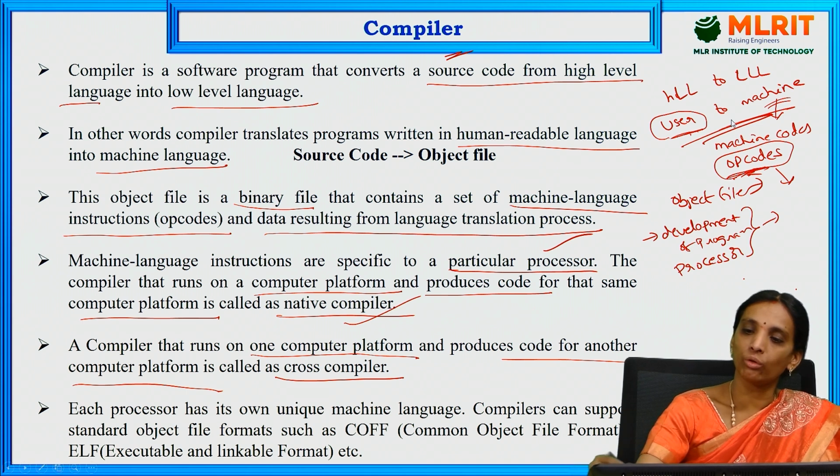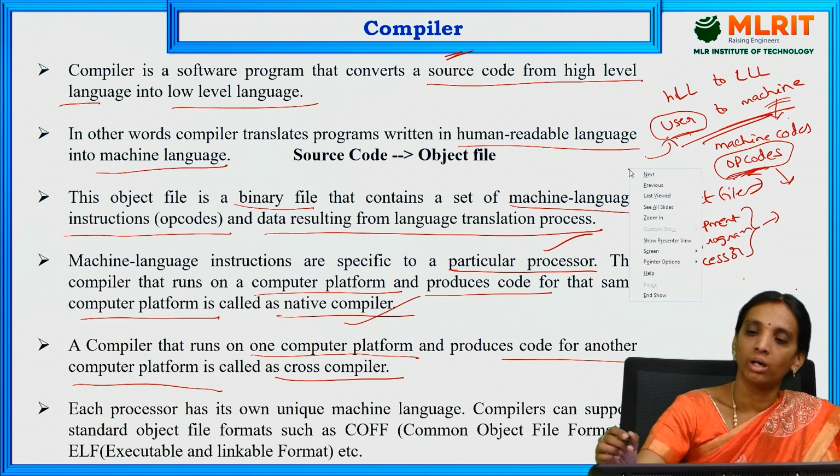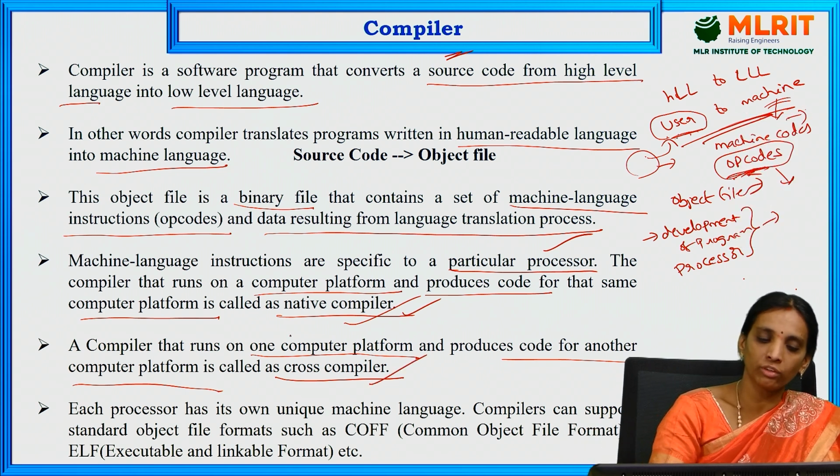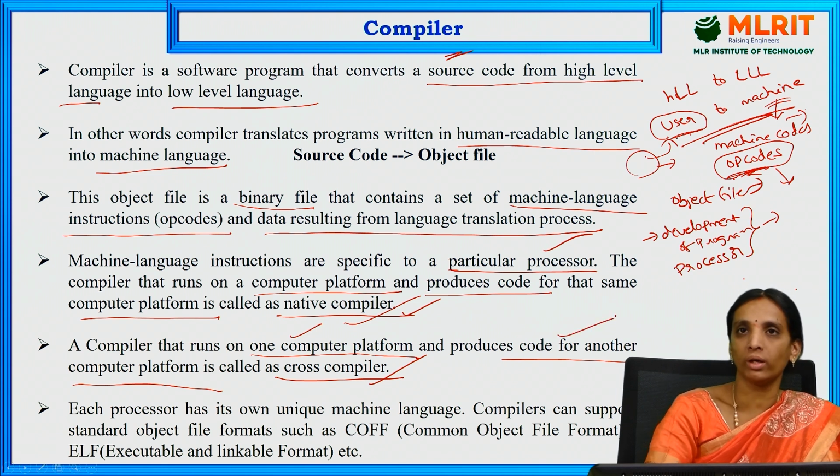Here it is used for converting the user language into the machine code. If the user language is written for one platform and the compiler converts it to machine code for the same platform, then it is called a native compiler. If the code is written for one platform and it generates the object file, that is, the machine code file, that is used for another platform, then it is called a cross compiler. So one that runs on one platform and produces code for another platform is called a cross compiler.